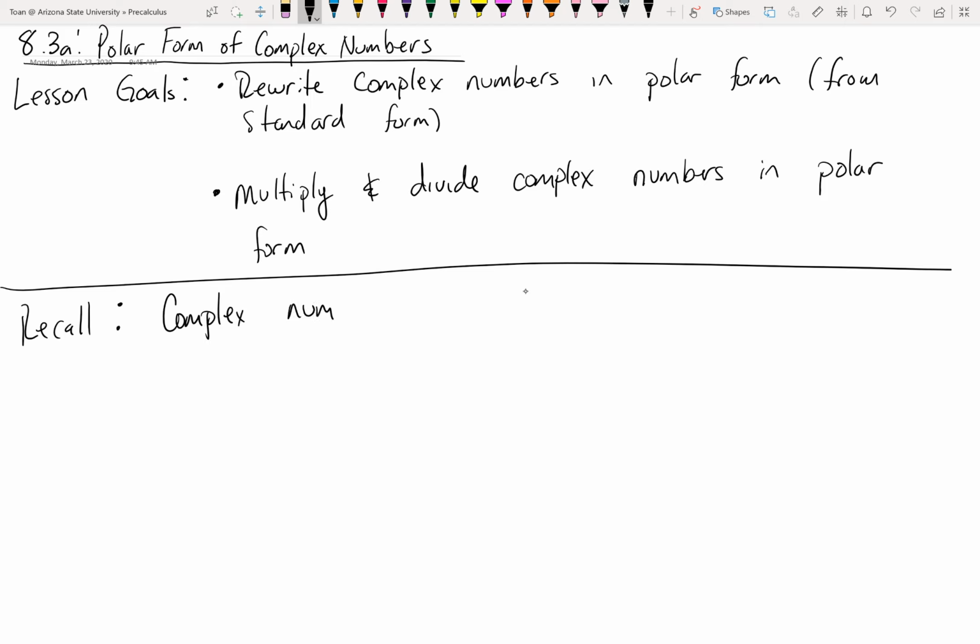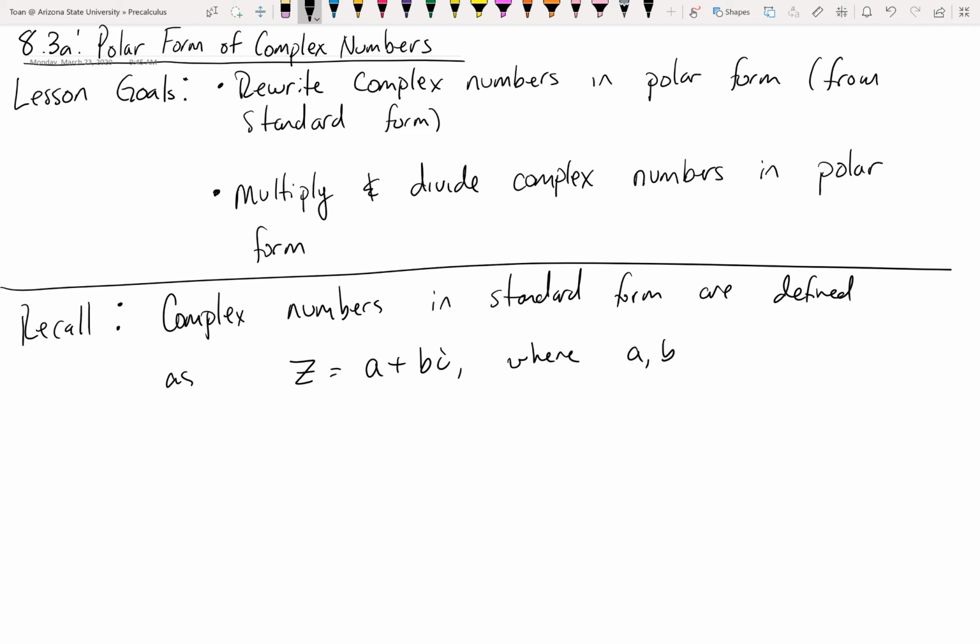Complex numbers in standard form are defined as z equals a plus bi, where a and b are any real numbers. So complex numbers are those imaginary numbers, but they come in two parts, a real component, a, and an imaginary component, b.